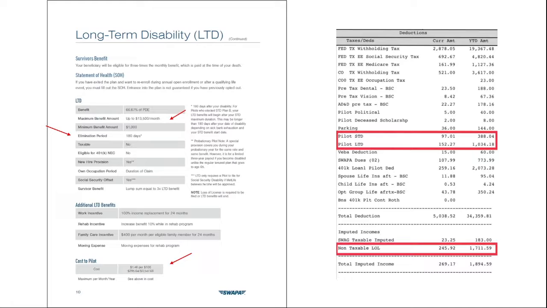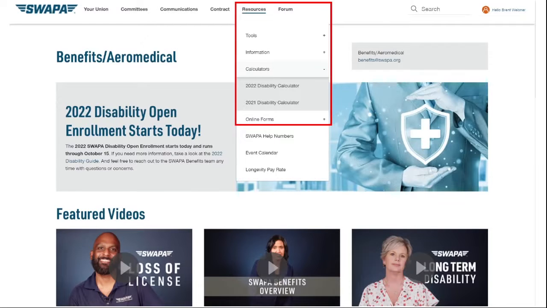Usually I direct every pilot to the Swap of Benefits Aeromedical website just to run the disability calculator and make sure that they have their benefits calculated for their time and duration while they're out on disability. It's an easy way for you to see it. Next slide, please.